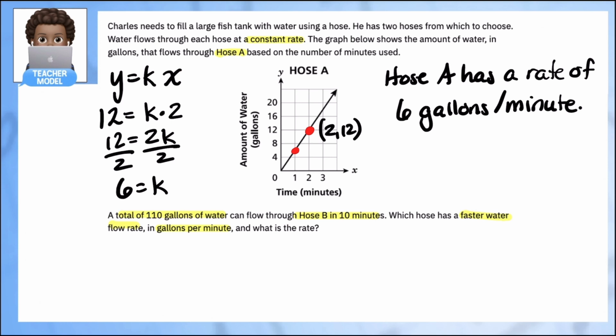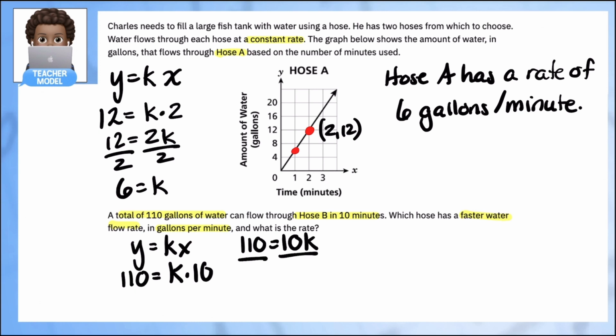Let's go into our second part for hose B, and here we just know it's 110 gallons in 10 minutes. So I'm going to do the same thing, y equals kx, and I'm going to put 110 here for y, because that was the amount of water over here, so same y, and our x is going to be time. So k times 10 minutes. Let's rewrite that: 110 is equal to 10 times k. Divide both sides by 10, and in this hose, k is equal to 11.